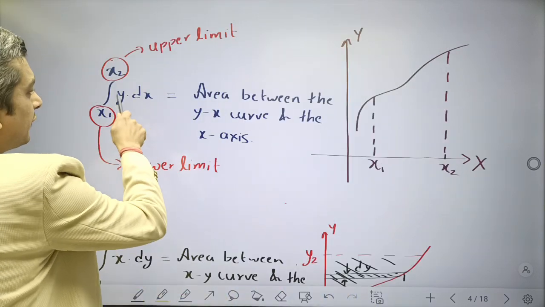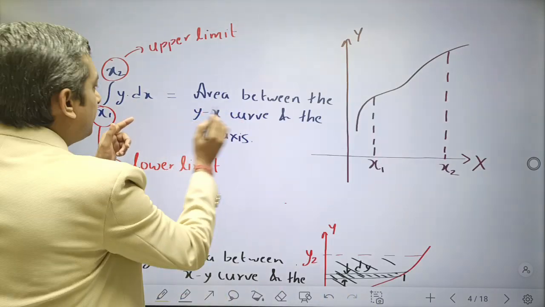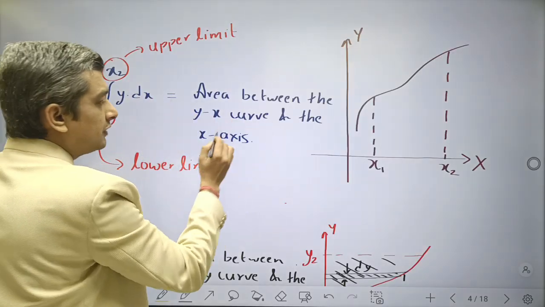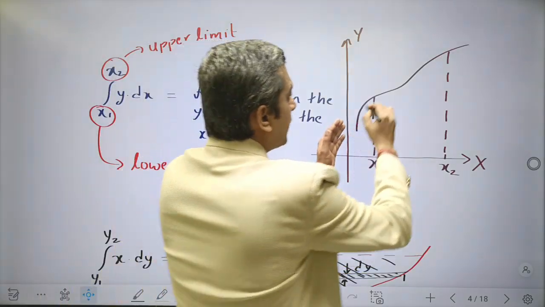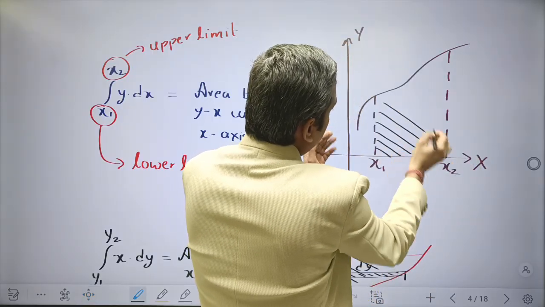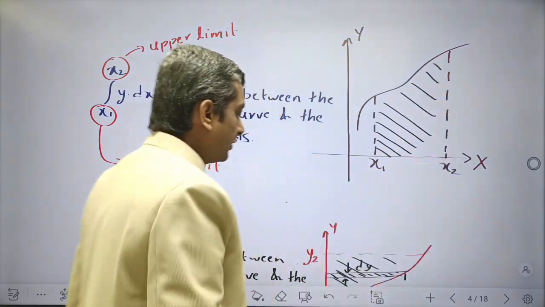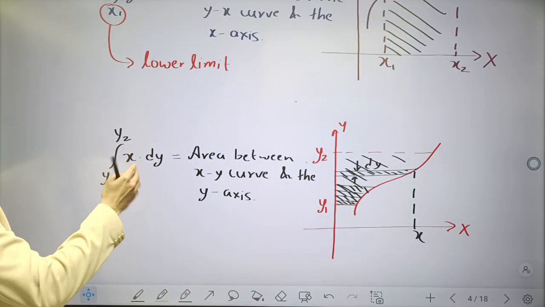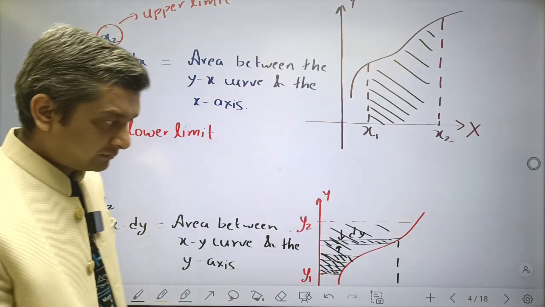What happens here? This is y dx. Since dx comes here, this is the area between the y-x curve and the x-axis. So this is the y-x curve and this is the x-axis. So by integration of y dx, you will get this area. So are you able to understand the difference between the two now? This is the meaning of x dy, and this is the meaning of y dx, isn't it?